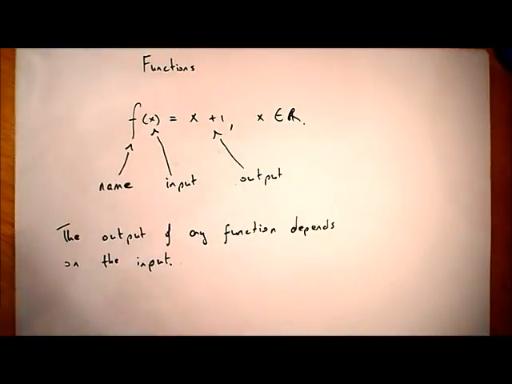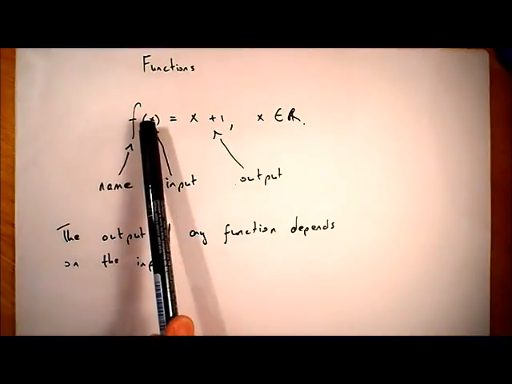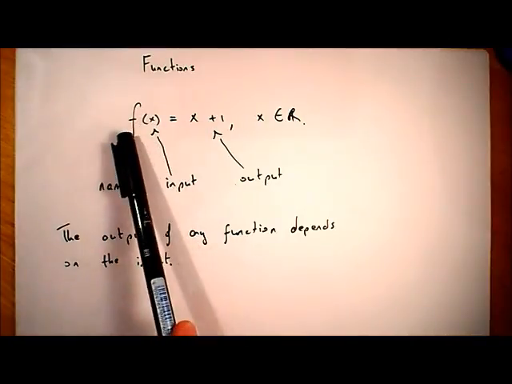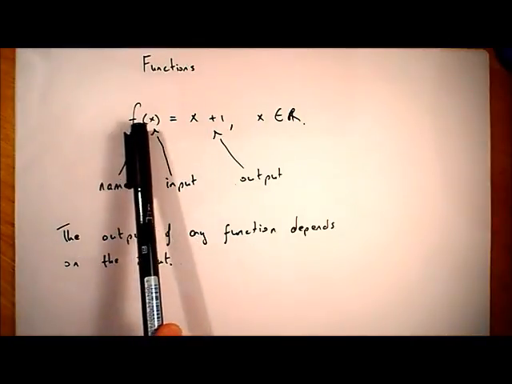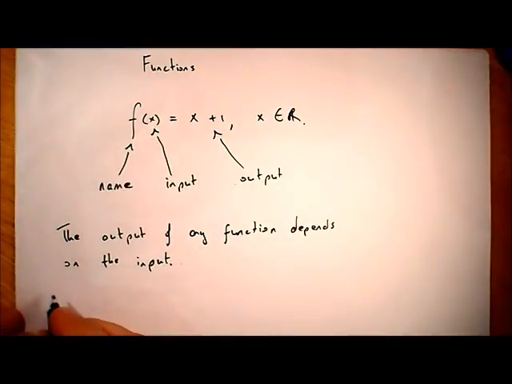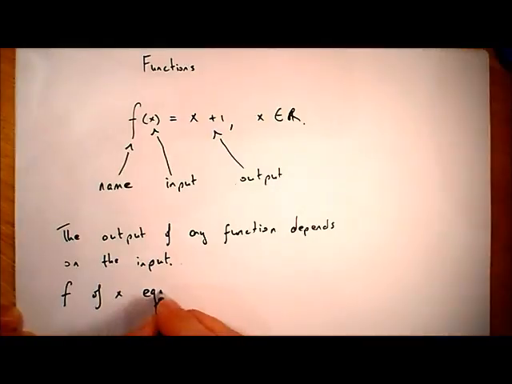So let's say, take this function up here. The function f of x is equal to x plus 1. The way we say that is we say f of x. I'll write that down. We say f of x equals x plus 1. So this is just the way we say in English what I've written in maths up there.